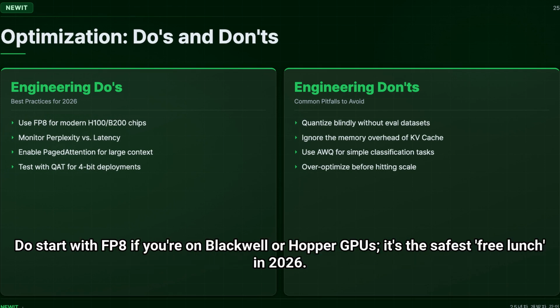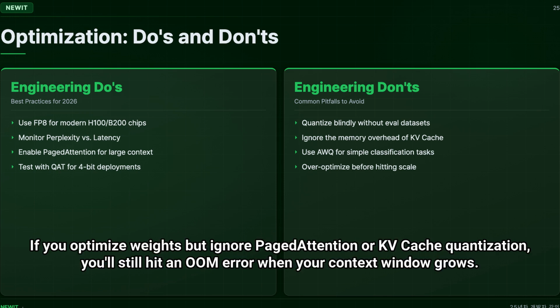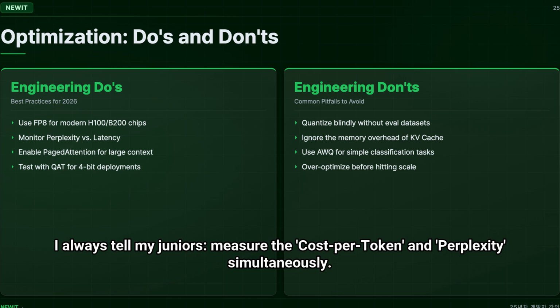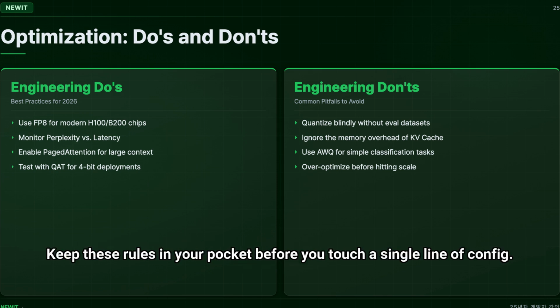Do start with FP8 if you're on Blackwell or Hopper GPUs. It's the safest free lunch in 2026. Don't forget that your KV cache is often the real memory hog, not just the model weights. If you optimize weights but ignore paged attention or KV cache quantization, you'll still hit an error when your context window grows. I always tell my juniors, measure the cost per token and perplexity simultaneously. If cost goes down but perplexity spikes, you haven't optimized, you've just broken your product. Keep these rules in your pocket before you touch a single line of config.